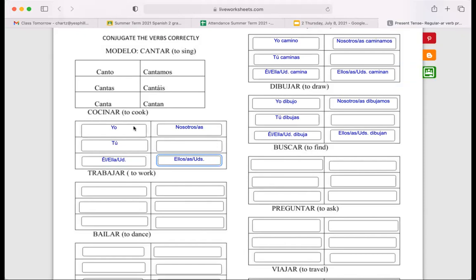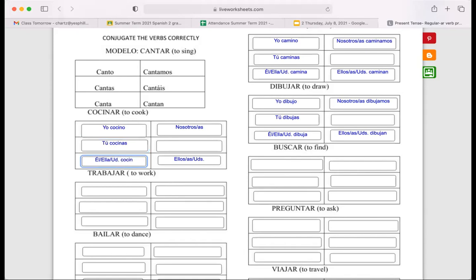Okay. So if you wanted to say I cook, here we have cocinar as our verb. So we're going to take the AR off, and there's our stem. And as always, in the yo form, we add an O. So it's yo cocino. And for tú, we add an AS. So for tú, it would be tú cocinas.